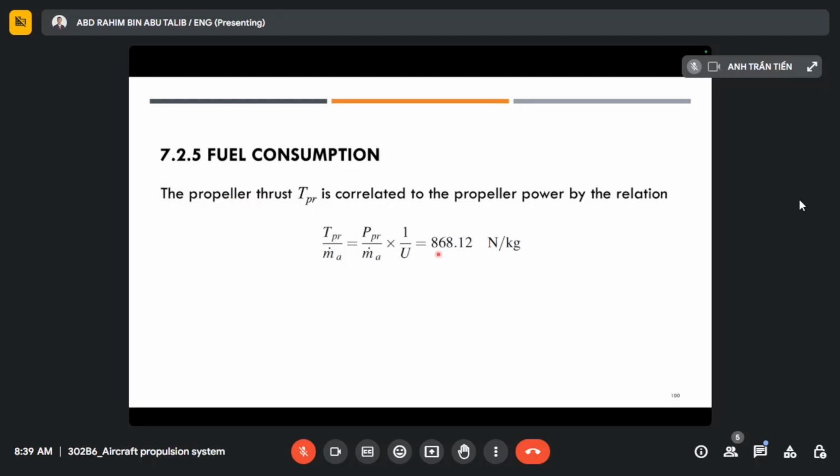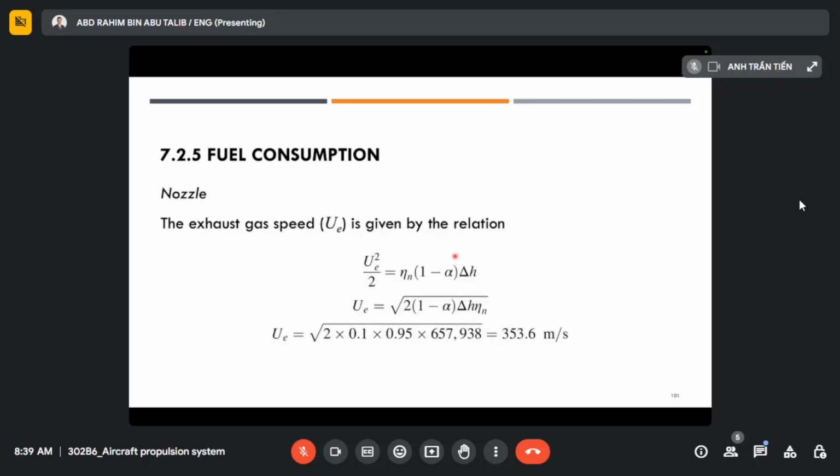The propeller thrust is correlated to the propeller power by the relation. You already got the value for the propeller specific power. You know the velocity of the aircraft, so you can get the specific propeller thrust to become 868.12 Newton per kilogram.